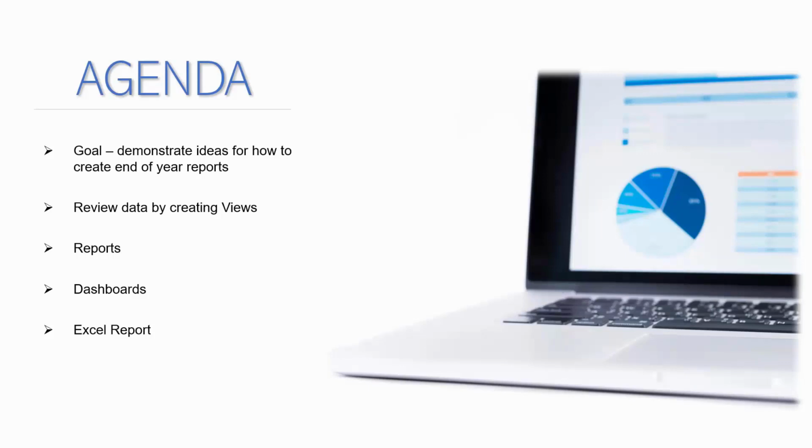We will look at reviewing your data in the database by creating views or filters so that you can say, I want to see all of my opportunities that were won for 2018, and then you can review that information before you go to create the report. And then we'll create a couple of reports, we'll create some dashboards, and we will create one Excel report. So you will get a smattering of everything today on how to get different reports out of your database. So with that, let's go ahead and get started.